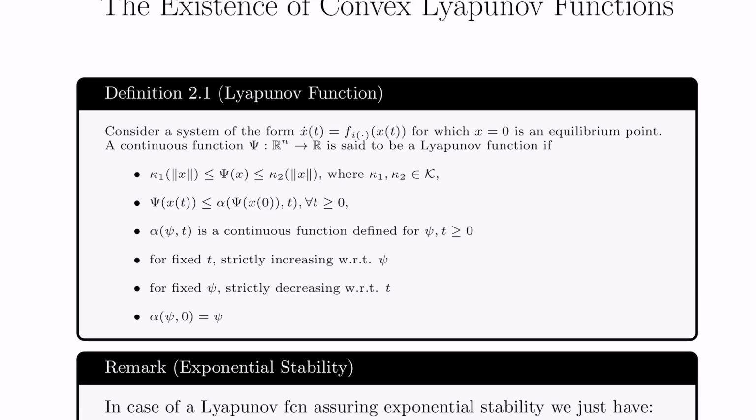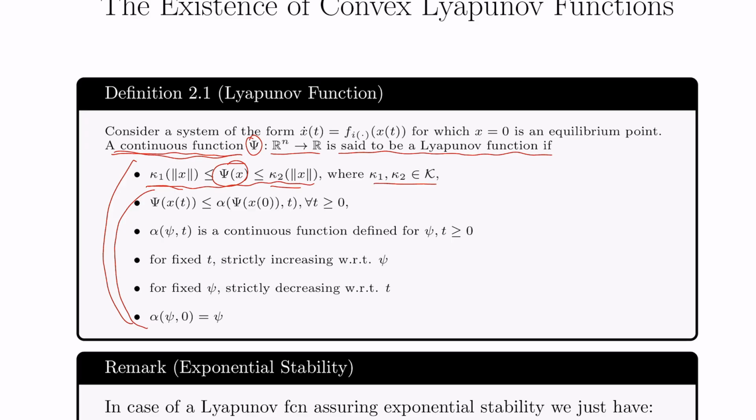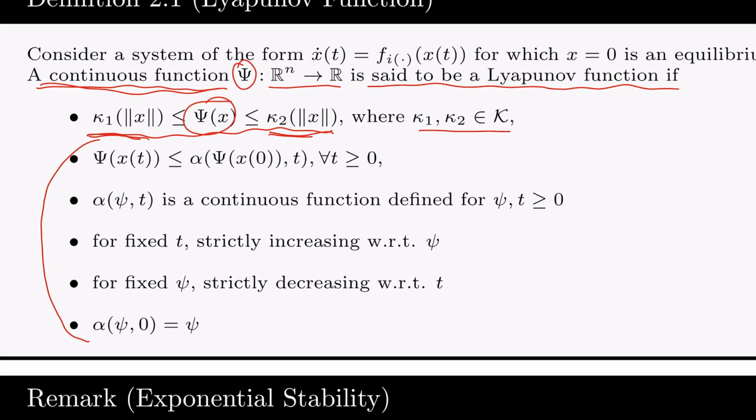So for the system to be consistent. And a continuous function, psi, from Rn to R is said to be a Lyapunov function if we have these criteria. So K1 and K2 are class K functions. This psi needs to be bounded by those functions, right? And the second part of the set of conditions, let's discuss them.